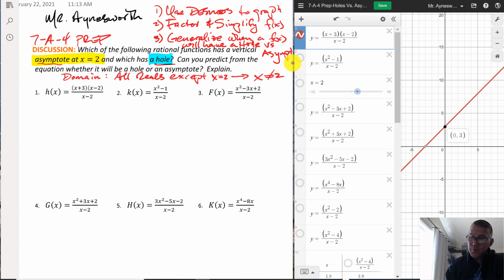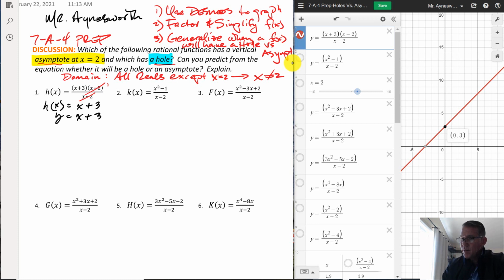So why? What we want to do is factor and simplify. Now this one's already factored. So if you simplify that, x minus 2 divided by x minus 2 is 1. And that gives you a new function. It looks like h of x is equal to x plus 3. Holy cow, that's the same thing as y equals x plus 3. And this is a linear function.